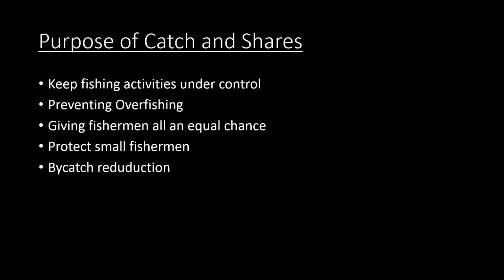The purpose of catch and shares: keep fishing activities under control, preventing overfishing, giving fishermen all an equal chance, protect small fishermen, bycatch reduction. There are two types of quotas: individual quotas and individual transferable quota. The individual quota is taking the total allowable catch and splitting it up, giving it to all fishermen.